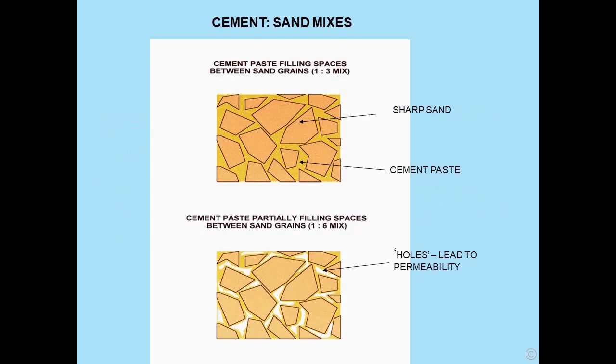So why do we need a strong mix? Well, let's have a look at this diagram. If we use a mix in the order of 1 to 3, then we find that the cement paste will fill all the gaps between the sharp sand. However, if we use a weaker mix, such as say 1 to 6, then what we find is that whilst the particles are well glued together, there is insufficient cement paste to fill all the gaps, so we get holes present, and those lead to permeability. So we finish up with a permeable mix which may allow water salts through to the decorative finish.